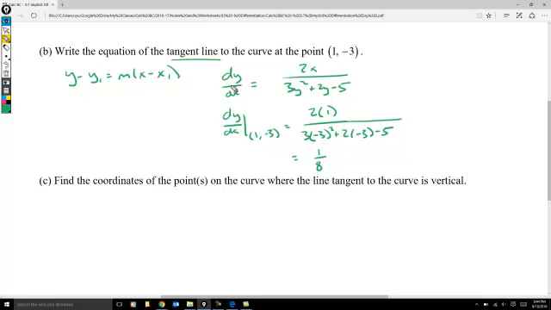I got my point, so we're just plugging what we know. So I got y minus negative 3, so plus 3, is equal to 1/8, and then x minus 1. And this is my tangent line. Hooah.